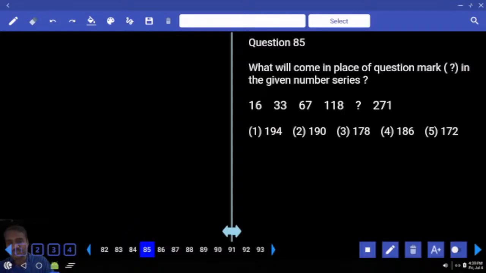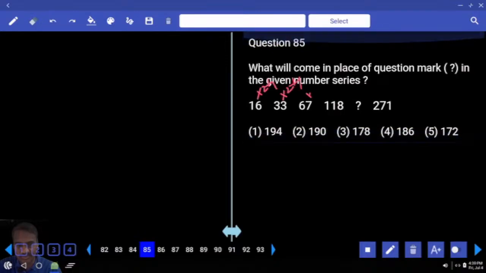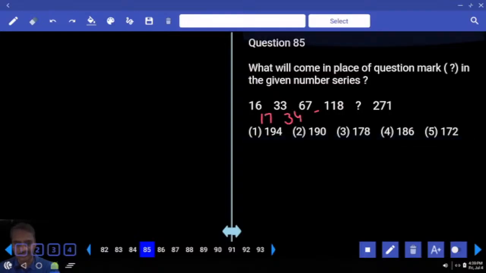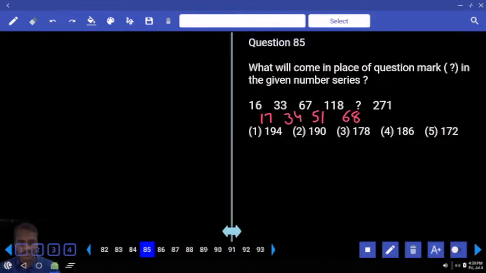Then the next one. 16, 33. Now 16, 33, tell me what we need to do. Now 16 into 2 plus 1. 33 into 2, 66 plus 1. Now 67 into 2. Then 33, 66 plus 1, 67. And now it is not happening. Then we need to take the difference. What is the difference? 17. Next one, 34. Next one, 51. Multiples of 17. That is 68. 68 plus 17, 85. Now 85, choice 4.